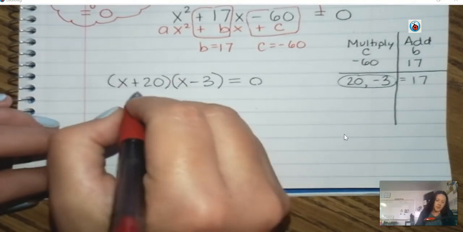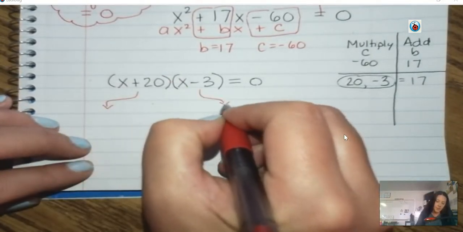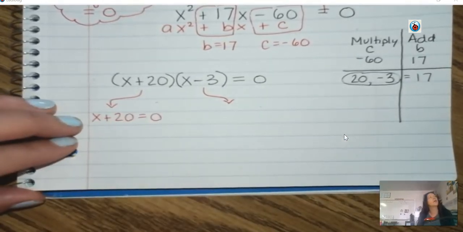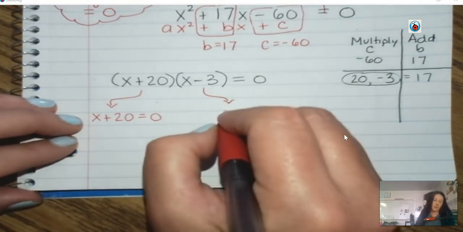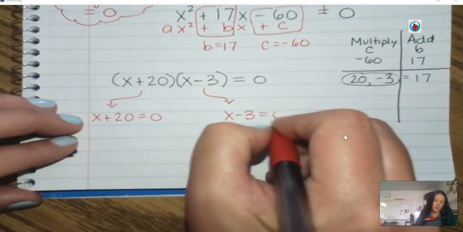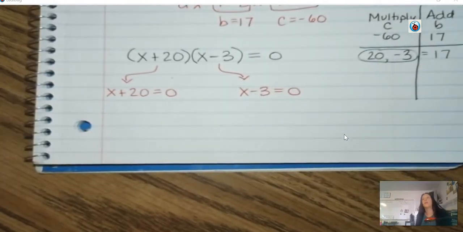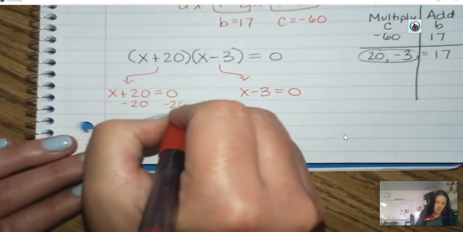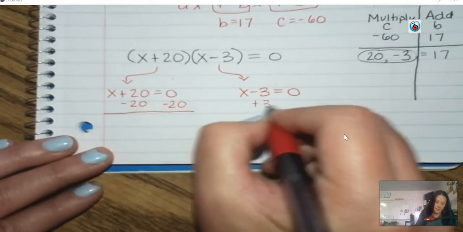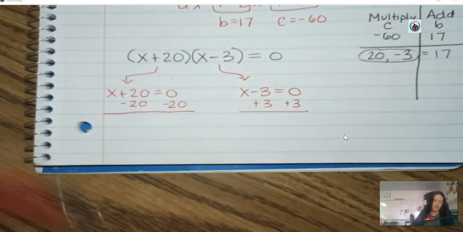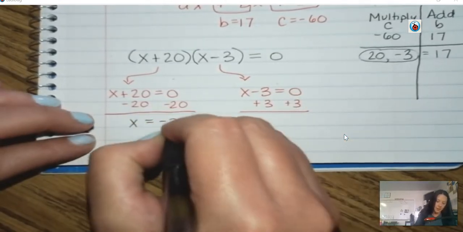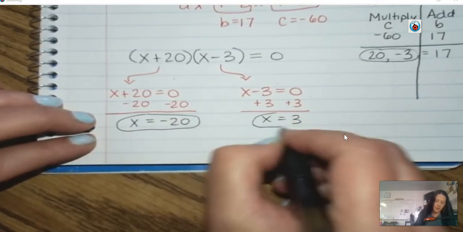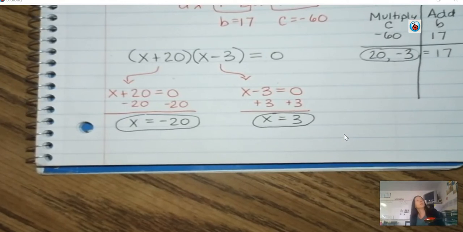And then this is where you set each factor equal to 0. So x plus 20 equals 0, and x minus 3 equals 0. And then solve those. Most of you can do it in your head. I'm going to show the work still. So I got x equals negative 20 and x equals 3. These are not my final answers yet, though. That's what x does equal.